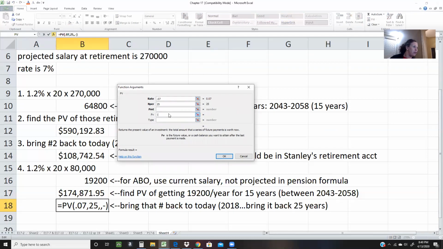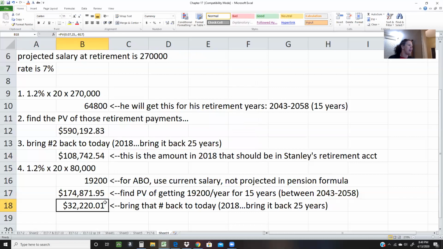And the future value number, it's not a payment. You're not going to get $174,000 a year. That's the value in the future, and we're bringing it back to today. So click on that cell. And the answer for this one is the 32,000. Okay, so here's the answer here, here, and here. So there's my answers for 1 through 4.